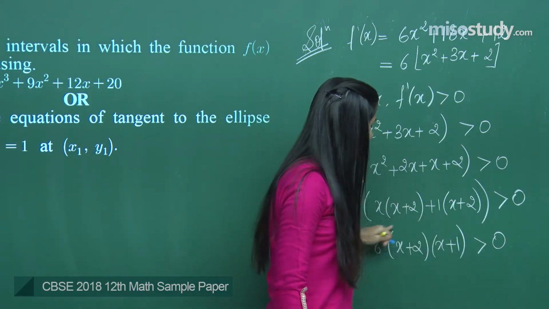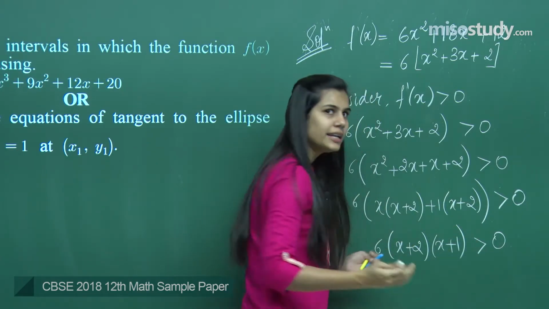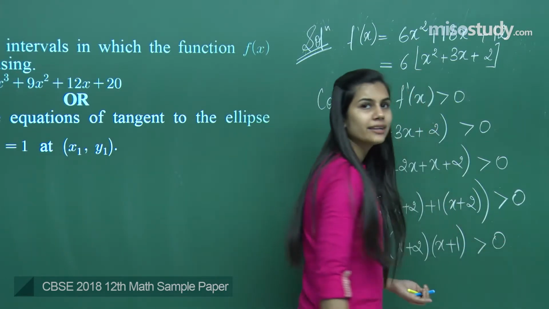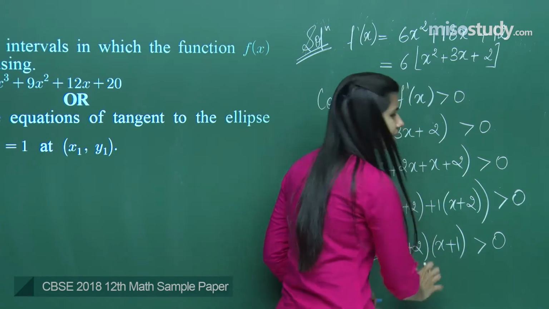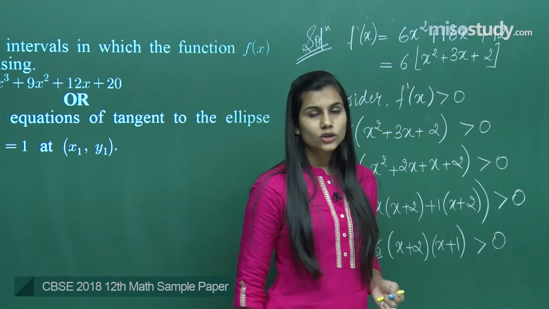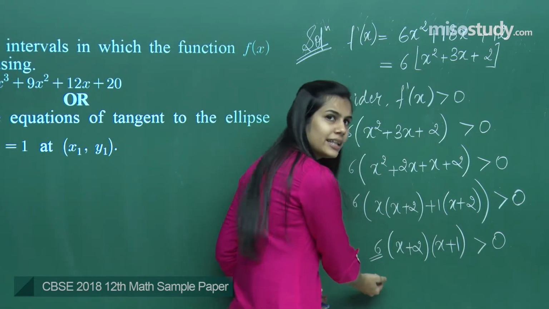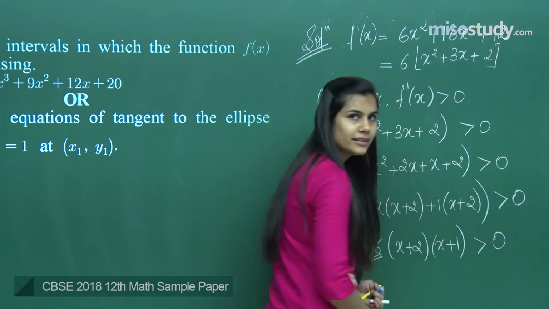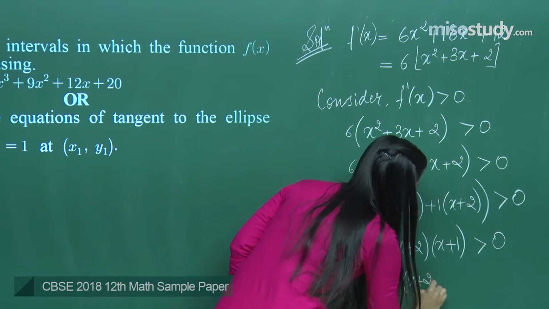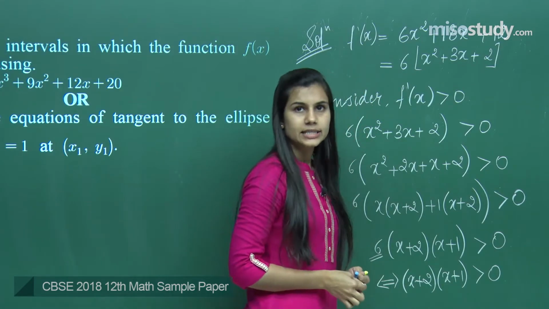Now, if you want this to be greater than 0, obviously 6 is already greater than 0. Now, 6 into something is greater than 0 only when this thing is also greater than 0. Because product of two numbers can be greater than 0 only if both are greater than 0 or both are less than 0. But 6 is greater than 0. So, this product will be greater than 0 only and only when x plus 2 into x plus 1 is greater than 0.